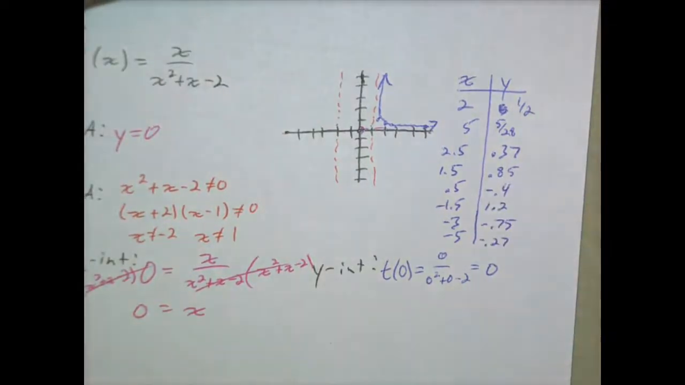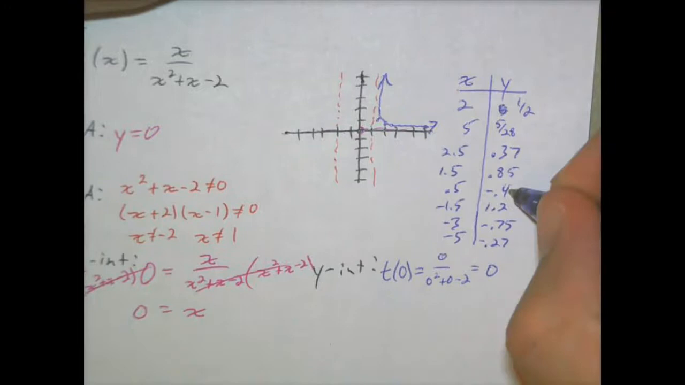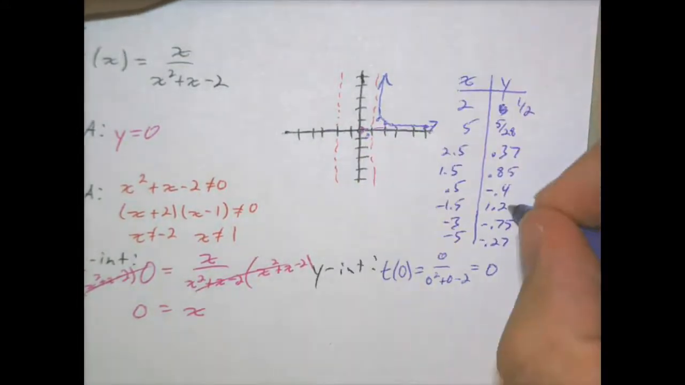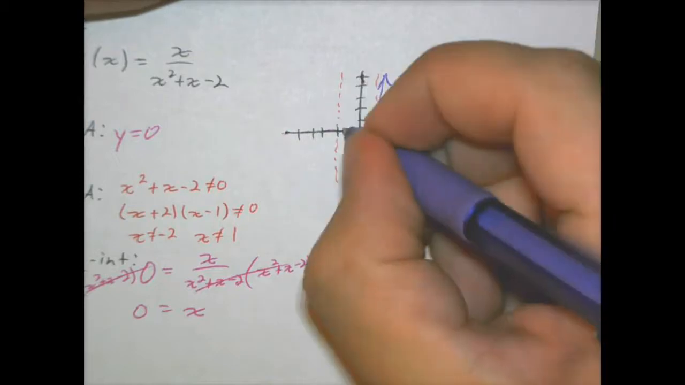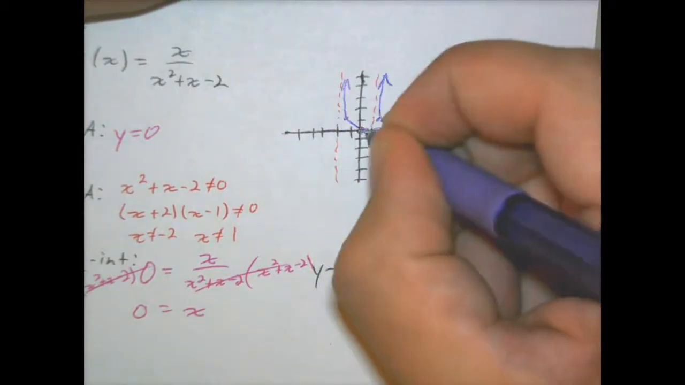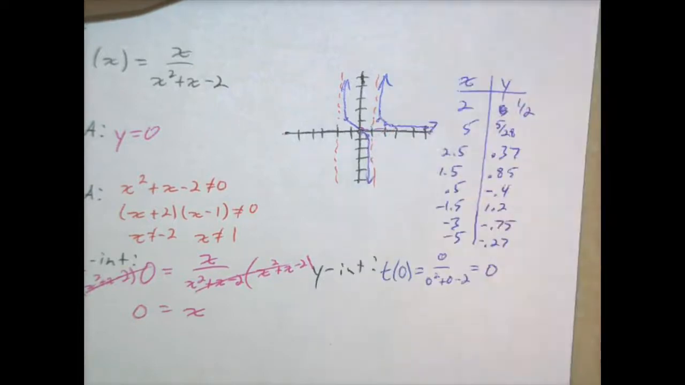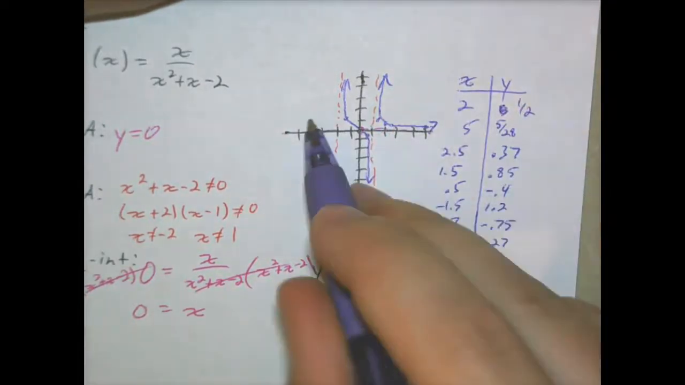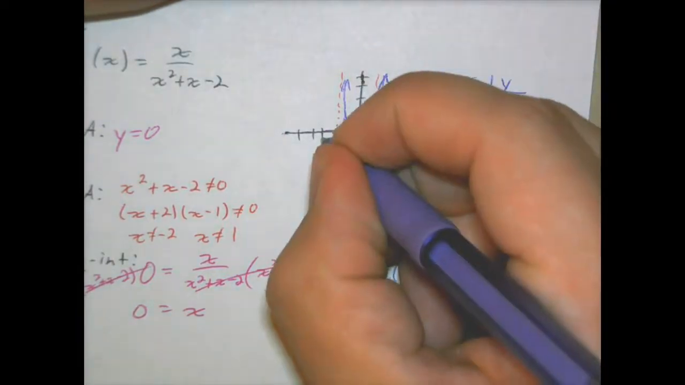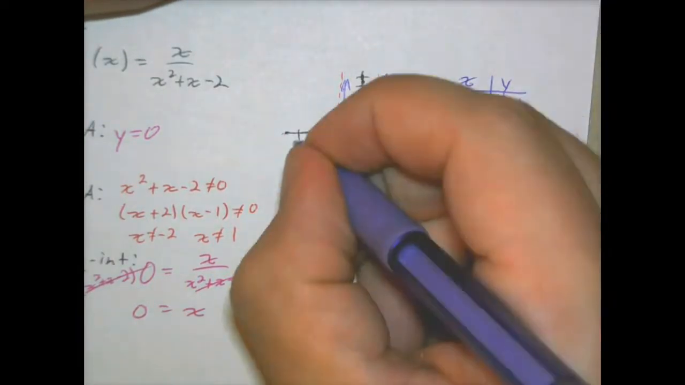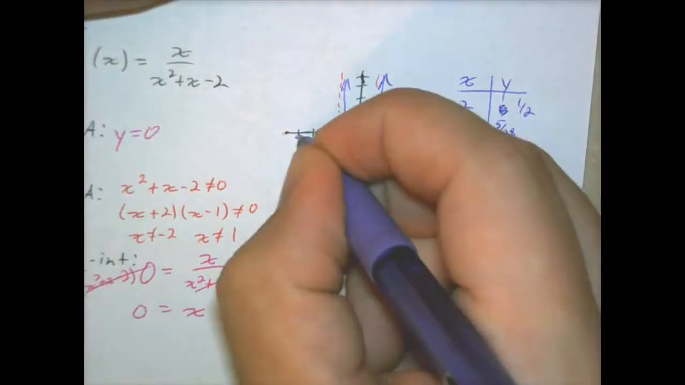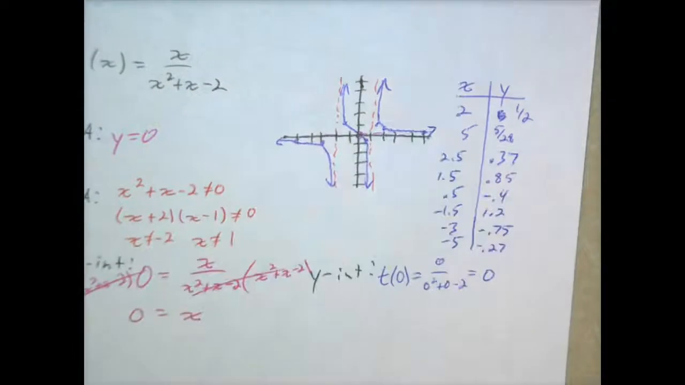Hello, Huskies. Nice to meet you guys on the other side. So I plugged in 0.5. It was negative 0.4, so it's going to be down here. I plugged in negative 1.5. It is 1.2, so it's right there. So it looks like in between here, I almost have a cubic type function. And on this other hand side, I have negative 3, negative 0.75, and negative 5, negative 0.27. So it will do something like that. And there would be our graph.